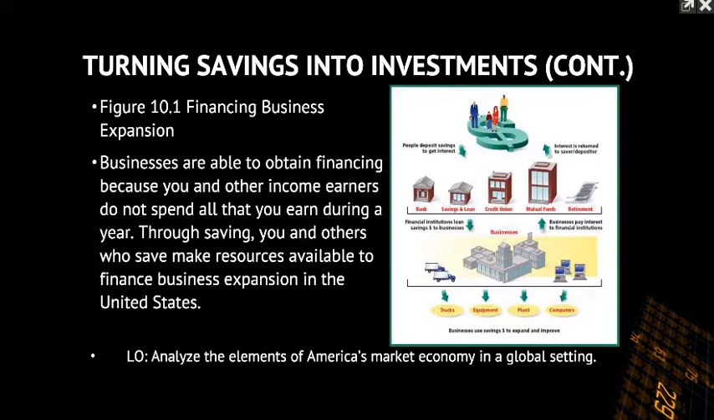Businesses are able to obtain financing because you and other income earners do not spend all that they earn during a year. Through saving, you and others make resources available to finance business expansion in the United States.